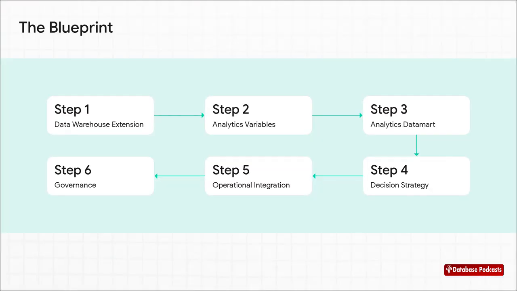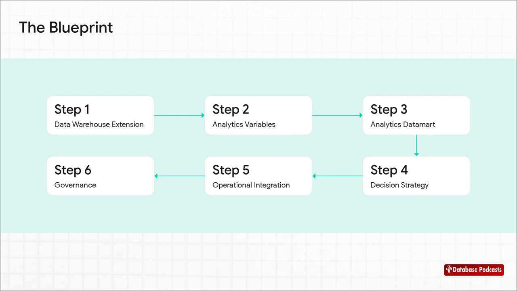Okay, here they are. And they follow a really logical flow. We start by extending the data warehouse, then we create these specialized analytics variables, we house them in a dedicated datamart, define a clear decision strategy, integrate it all with your operations, and then, and this is key, we wrap the entire thing in a solid layer of governance. This is basically our roadmap.